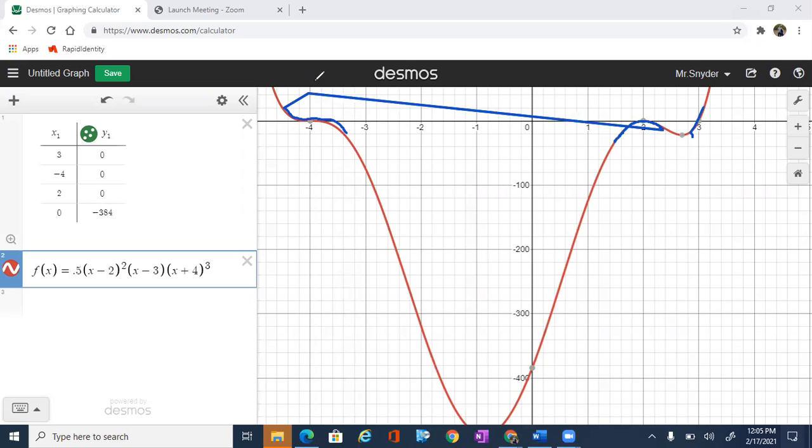All right, hope that helps. There's your demonstration for what I'll be looking for on Flipgrid. Remember, there's extra credit if you can demonstrate converting your factored form equation over to standard form. Good luck.